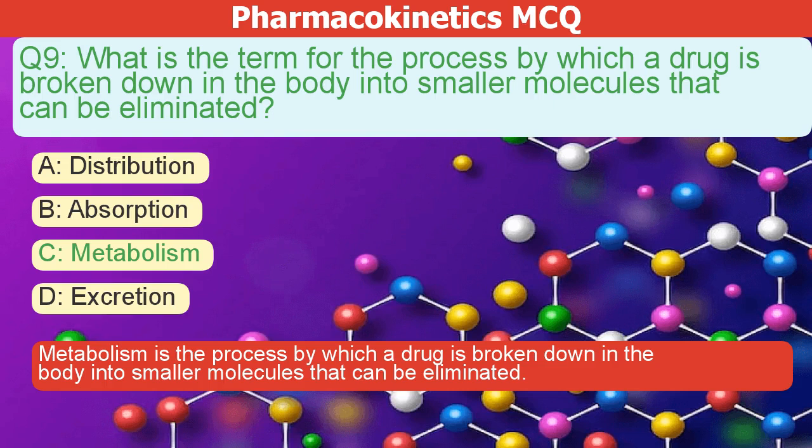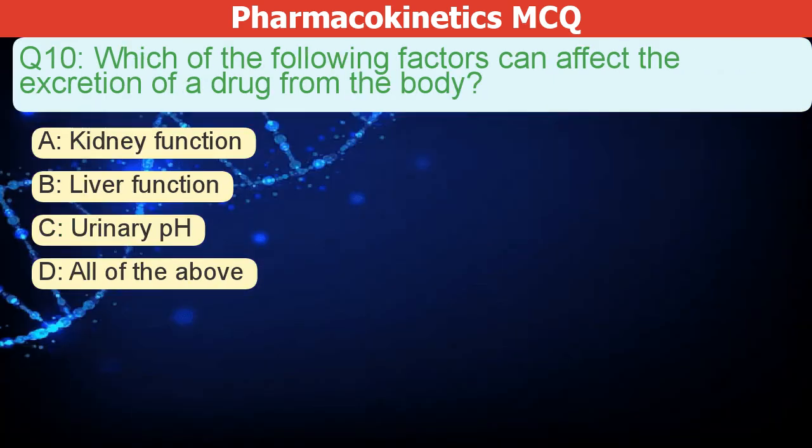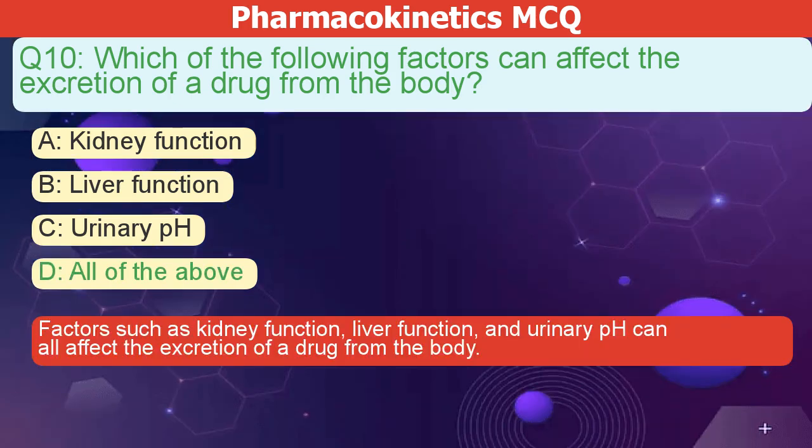eliminated. Which of the following factors can affect the excretion of a drug from the body? A. Kidney function. B. Liver function. C. Urinary pH. D. All of the above. The correct answer is D. Kidney function, liver function, and urinary pH all affect how the body excretes a drug.